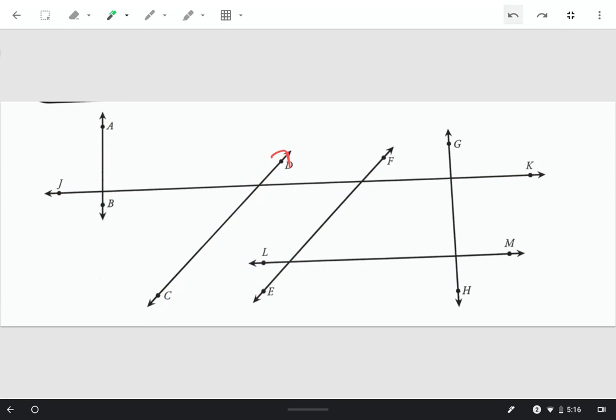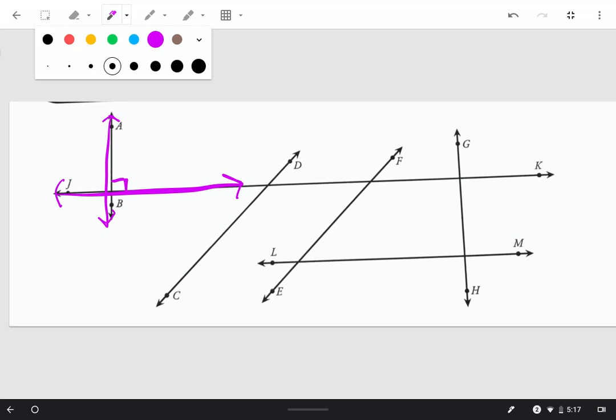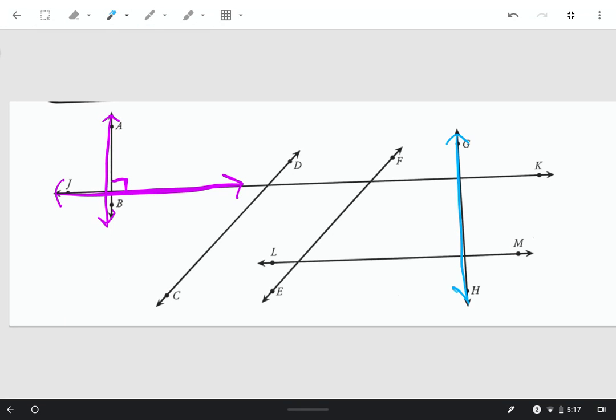So let's talk about intersecting lines. Or not intersecting lines, perpendicular lines. So perpendicular lines create a 90-degree angle, a right angle right here. So we talked about line AB and line JK are perpendicular lines. Do we see any other lines that are perpendicular? Well, I see line GH right here also intersects line JK, and it creates a 90-degree angle.